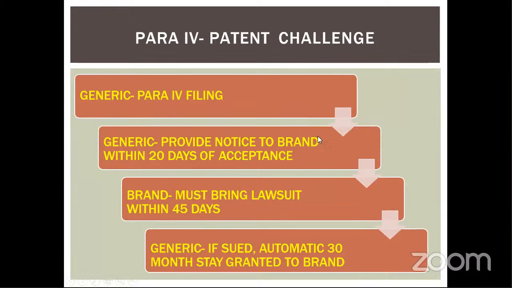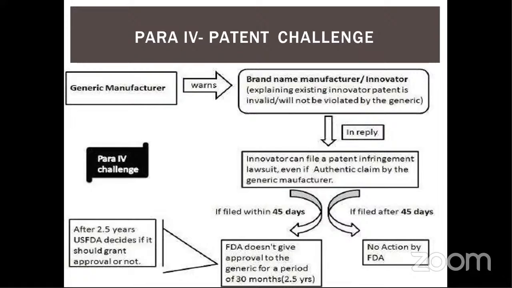For generic, provide notice to the brand within 20 days of acceptance. Okay, 20 days of acceptance. The brand must bring a lawsuit within 45 days. And in case the generic is sued, then an automatic 30 months stay is granted to the brand. This will become clearer: for one generic manufacturer, first they will warn the brand name manufacturer or innovator. That means they will explain that the existing innovator patent is invalid or will not be violated by the generic.